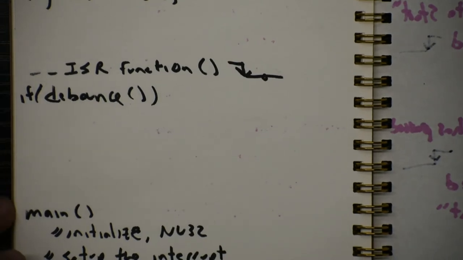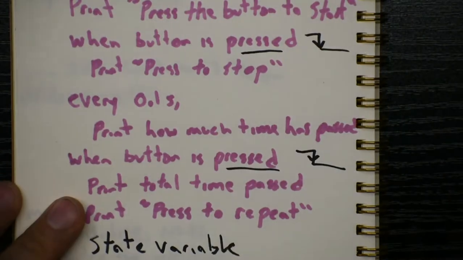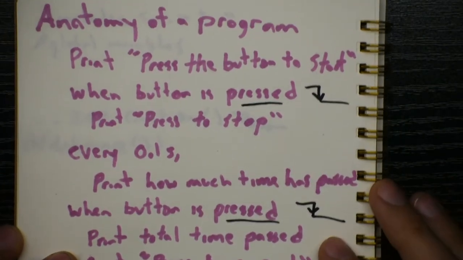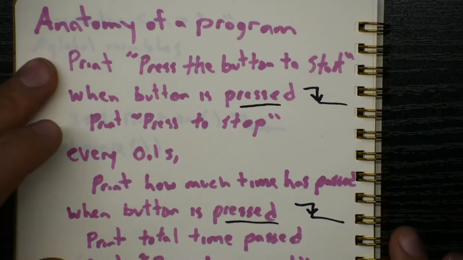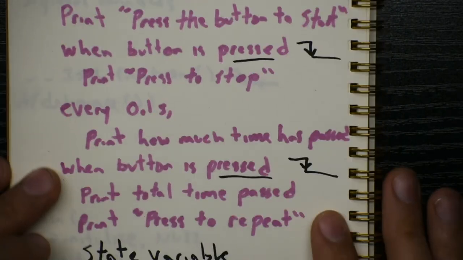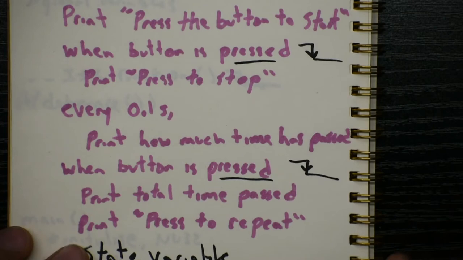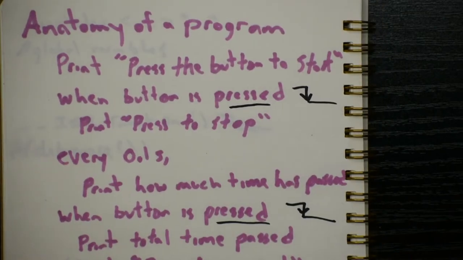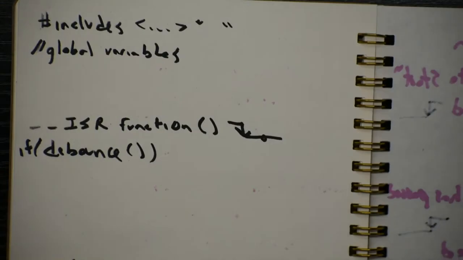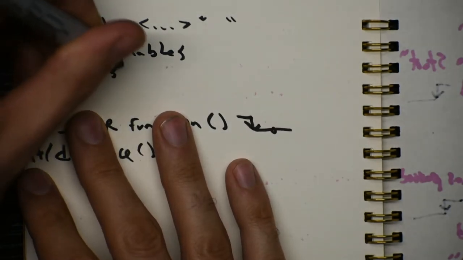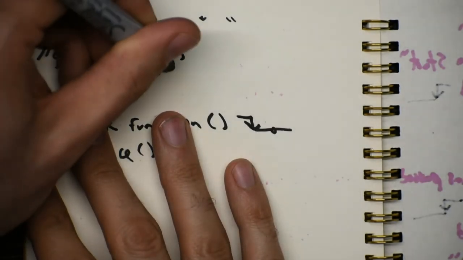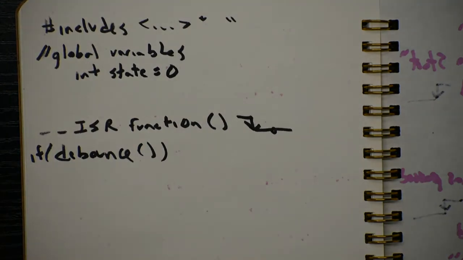So what do we do first? Well, if we're just starting, we need to print press the button to start. But if the button has already been pushed, we need to print the total time that has passed. So we're going to need some variables to store this kind of stuff. I'm going to make a global variable. I'll call it state, and I'll initialize it to the value 0.